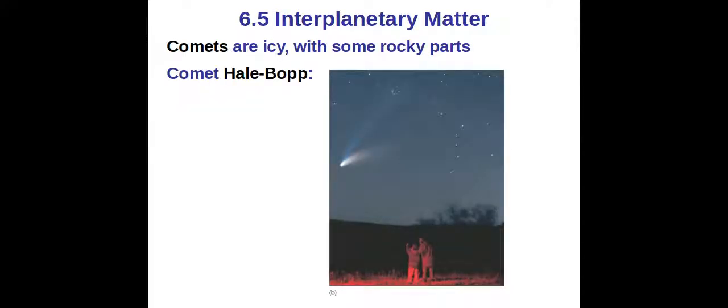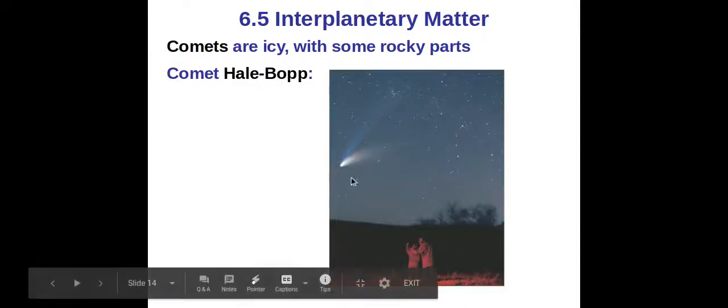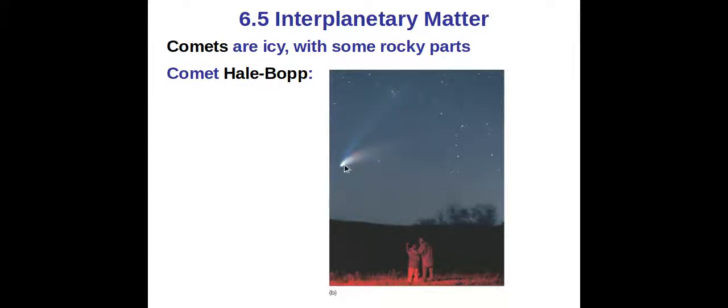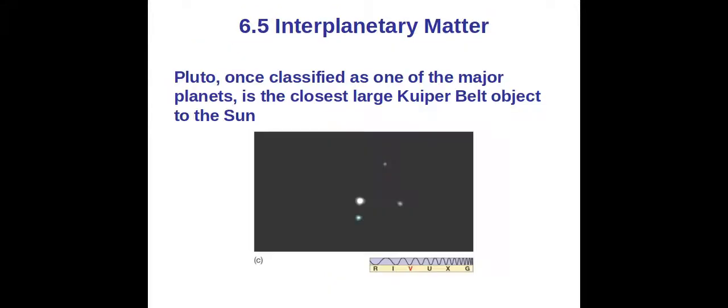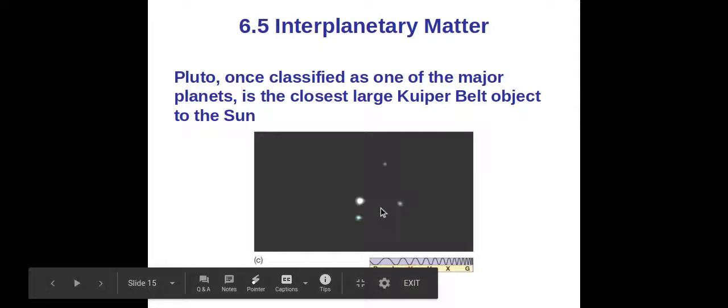Comets are icy with some rocky parts. This is a picture of the Hale-Bopp comet. Interesting here is you can always tell where the sun is because this tail is not from the movement, but the tail actually points away from the sun. Pluto, once classified as one of the major planets, is the closest large Kuiper belt object to the sun. You can see here that Pluto has a bunch of moons. This one, the closest one, is called Charon.